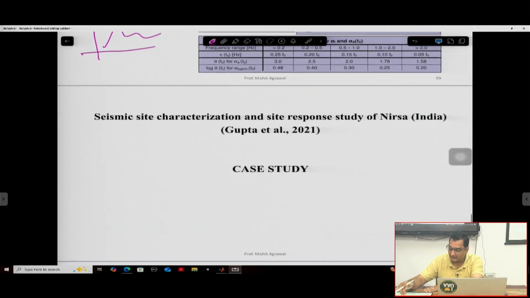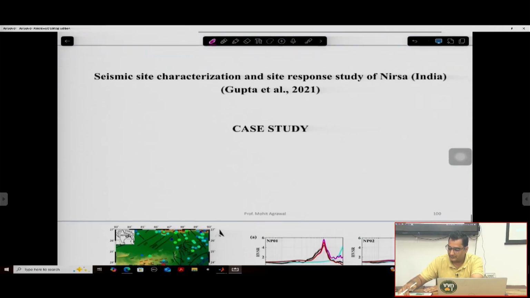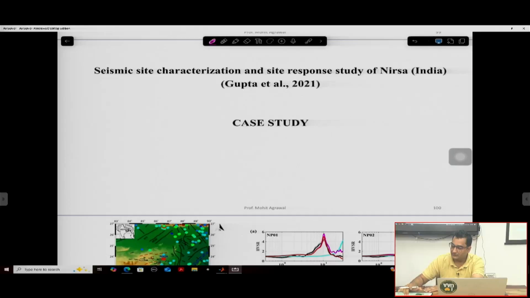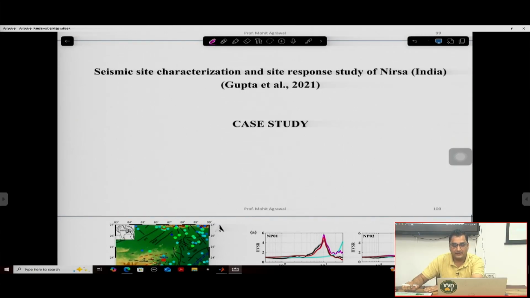Now we can also talk about the case study. Okay, so I have taken this paper that was written by one of my PhD students, Mr. Ravindra Kumar, in 2021. He did the site characterization and site response study of a region that is near the Dhanbad region, around 40 kilometers away towards Maithon Dam from here.